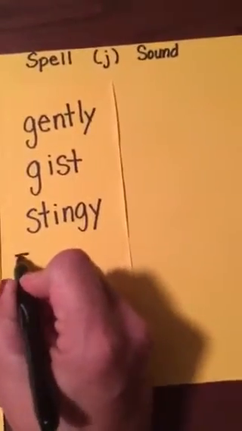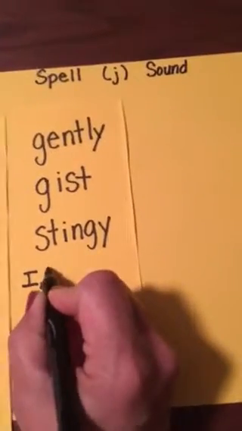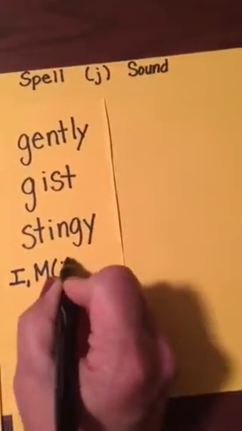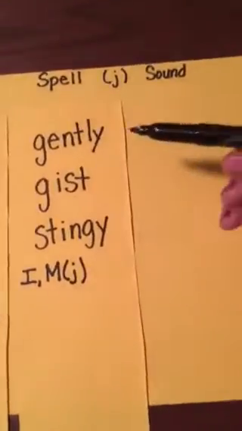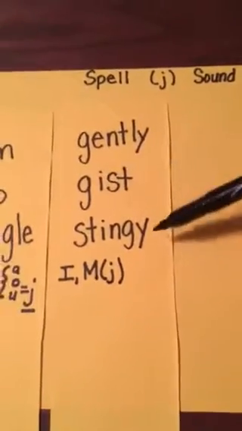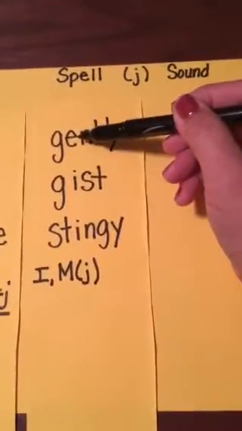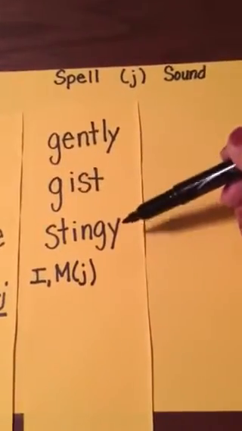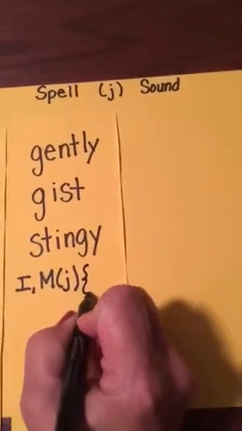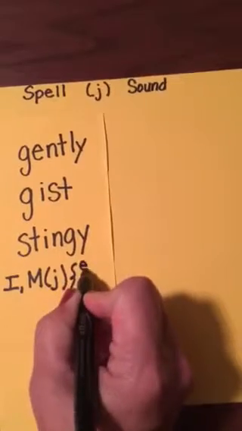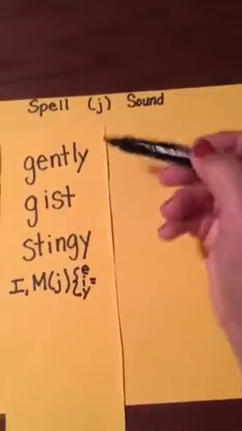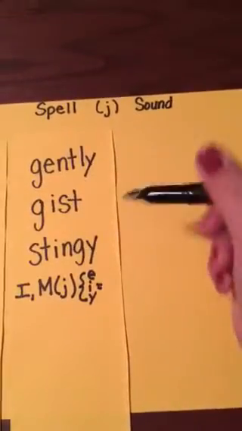Initial and medial J. Now notice what is after the J. We have an E, I, and a Y. So initial medial J that comes right before an E, an I, and a Y is spelled with what letter? G.